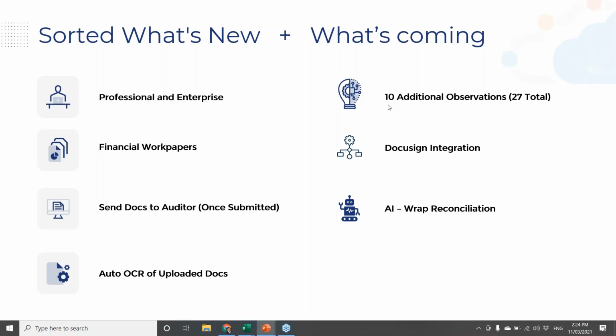So I'll take you through, for the new guys, what the observations are very quickly, and then for the existing guys, I'll show you a list of what the 10 are, and then we'll briefly touch on the DocuSign integration and AI wrap reconciliation.